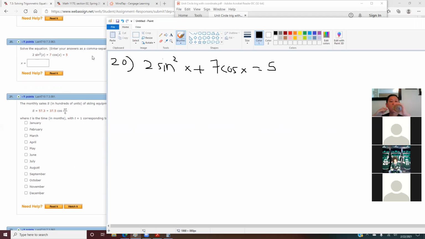Is there an identity for sine squared? Yes, so you have to change your sine squared to become cosine squared using your identity. So what is the Pythagorean identity for sine squared x?